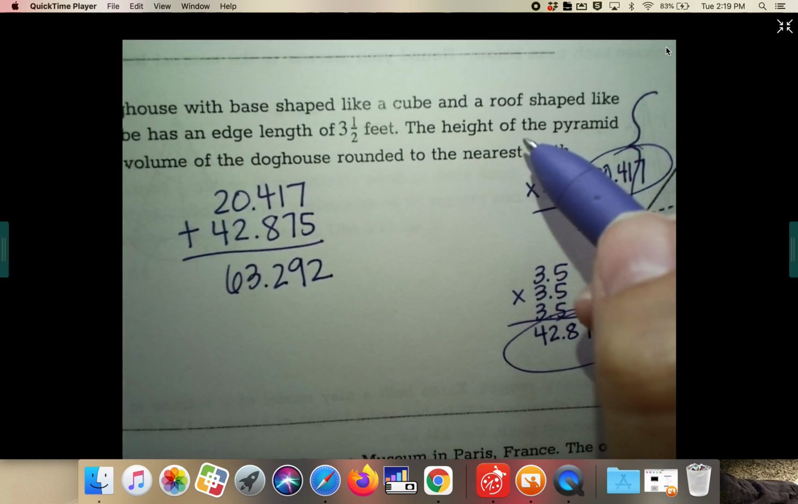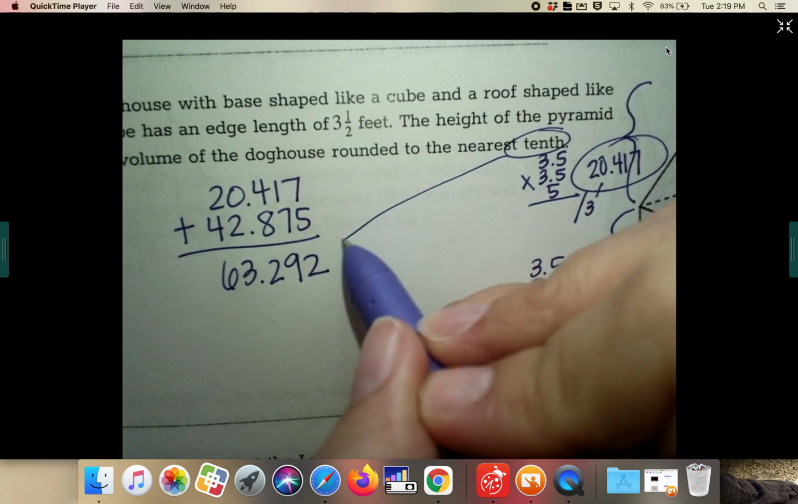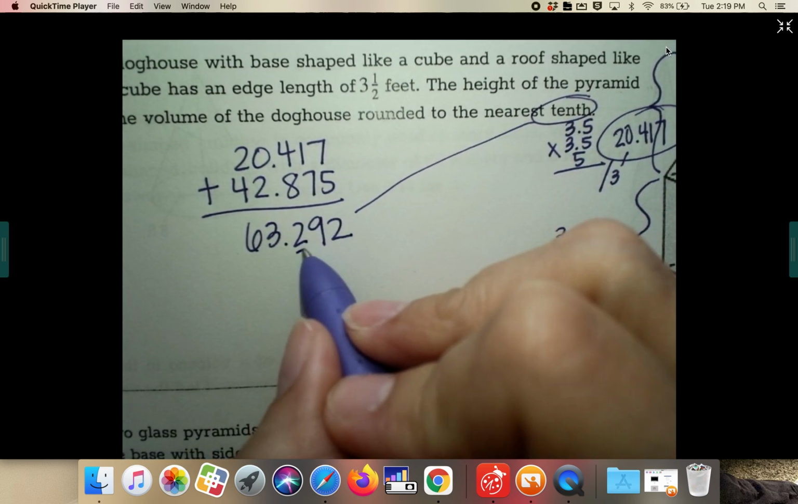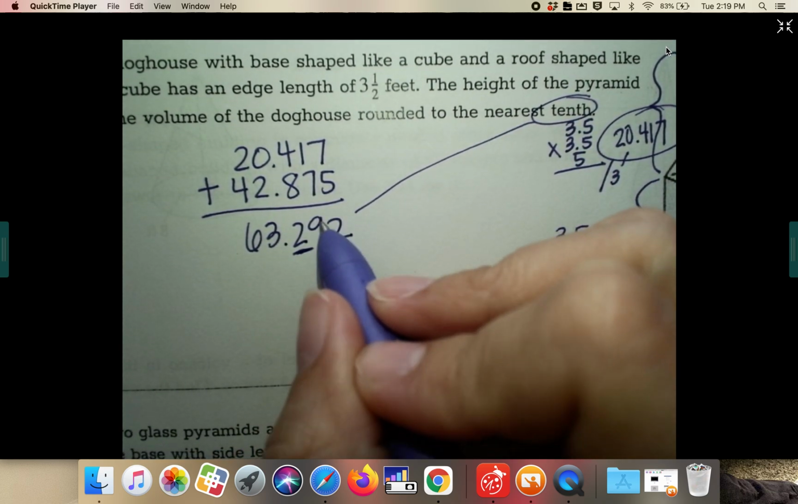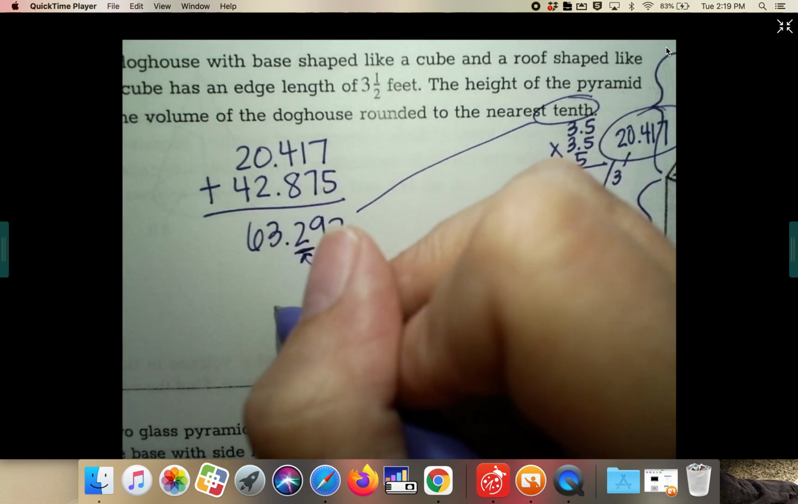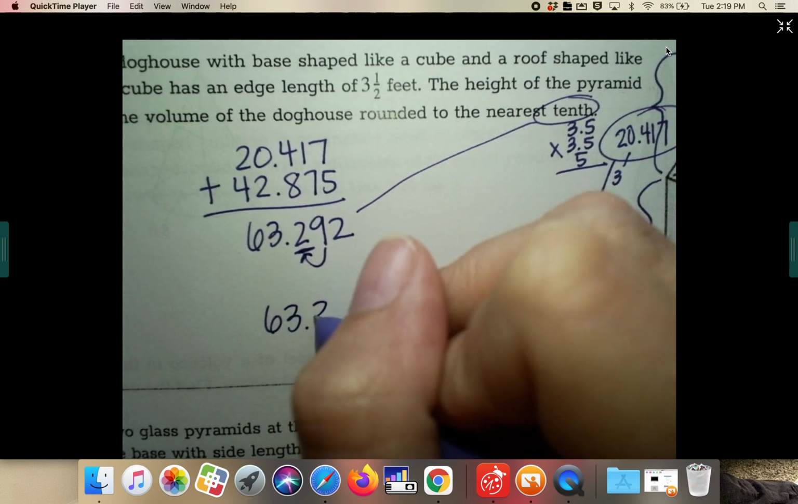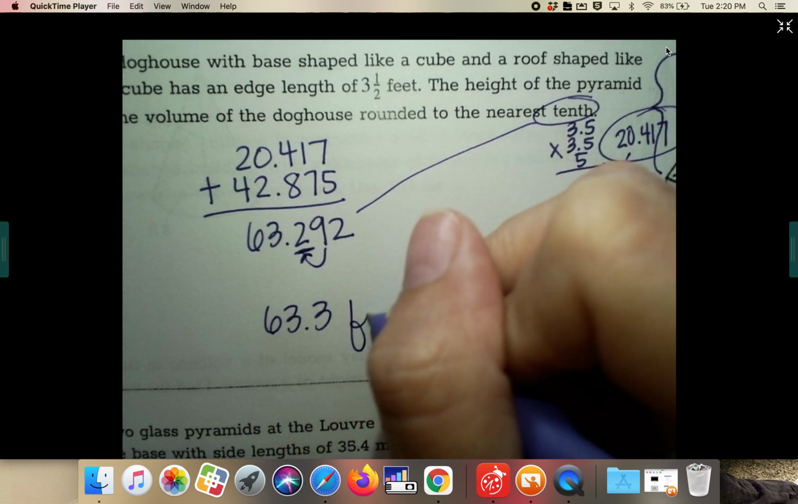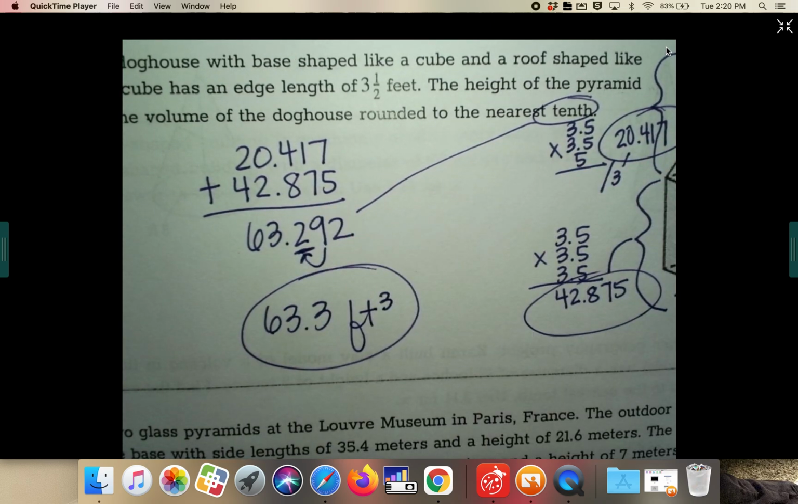Now, it wanted us to actually round it to the nearest tenth, so that is this number. The 9 will bump this number up to a 3. So our rounded total will be 63.3 cubic feet, since we're talking about volume.